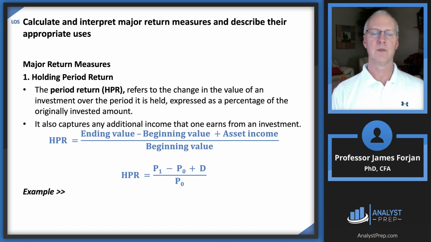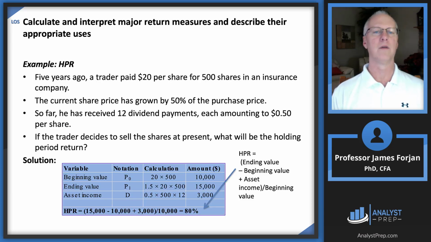But the interesting thing about a holding period return is that it can include, and it should include, any intermediate cash flows paid to the owner of the security. So there's a good formula there. Start with the ending value, take out the beginning value, and then add any income generated by the asset. For example, dividend income and interest income on a bond. And then divide by the beginning value. And there's a good formula there.